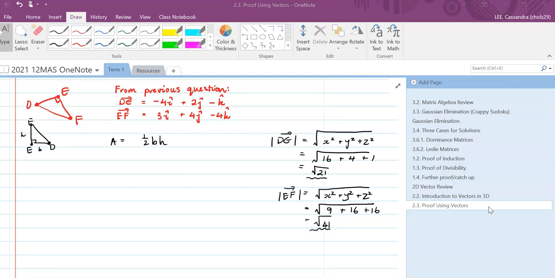Let's go ahead and substitute these values now into our formula. So the area is going to be equal to half of the base, which we worked out was the square root of 21, multiplied by the height, which we worked out was the square root of 41. So our area is going to be equal to 1/2 of the square root of 861. And I don't know the units, so I'm just going to put units squared because we are dealing with area. All right guys, so that is a very brief introduction to proof using vectors.